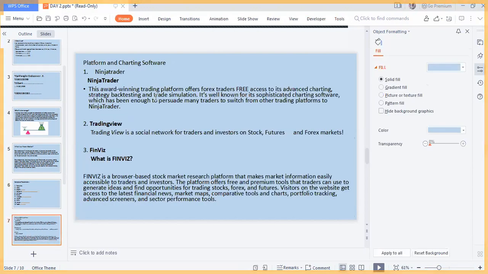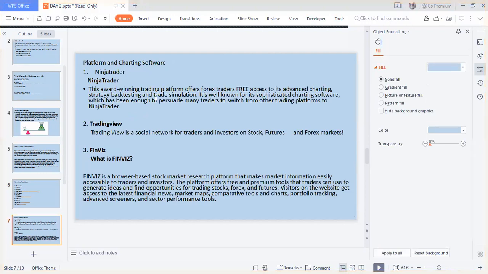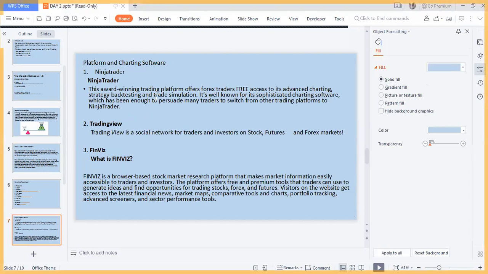Let's proceed. The next one is platforms and charting software. There's NinjaTrader, there's TradingView, there's Finvix. Now, TradingView is a social media where technical traders make their analysis. I'm happy that yesterday I used TradingView in this class. When you get to the advanced class, I will teach you more on TradingView. Let's proceed.